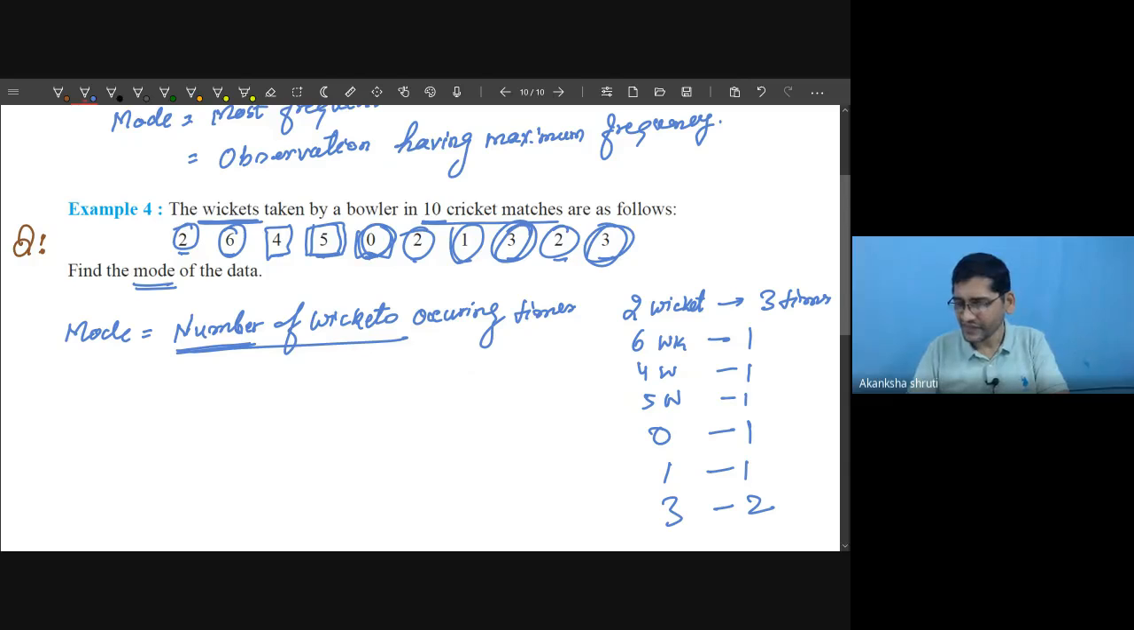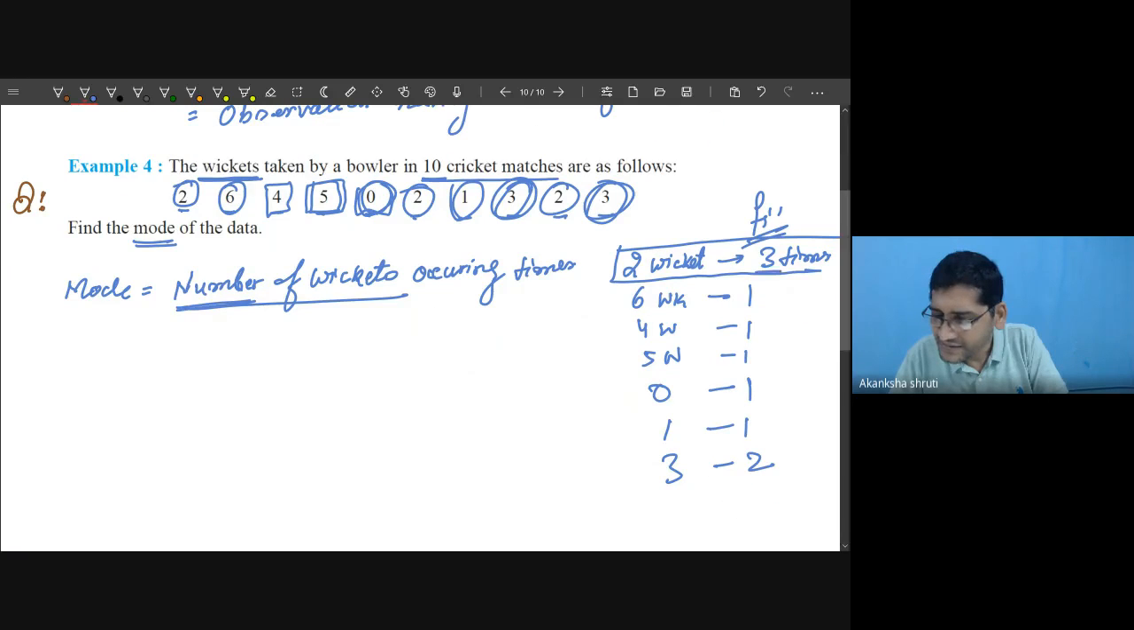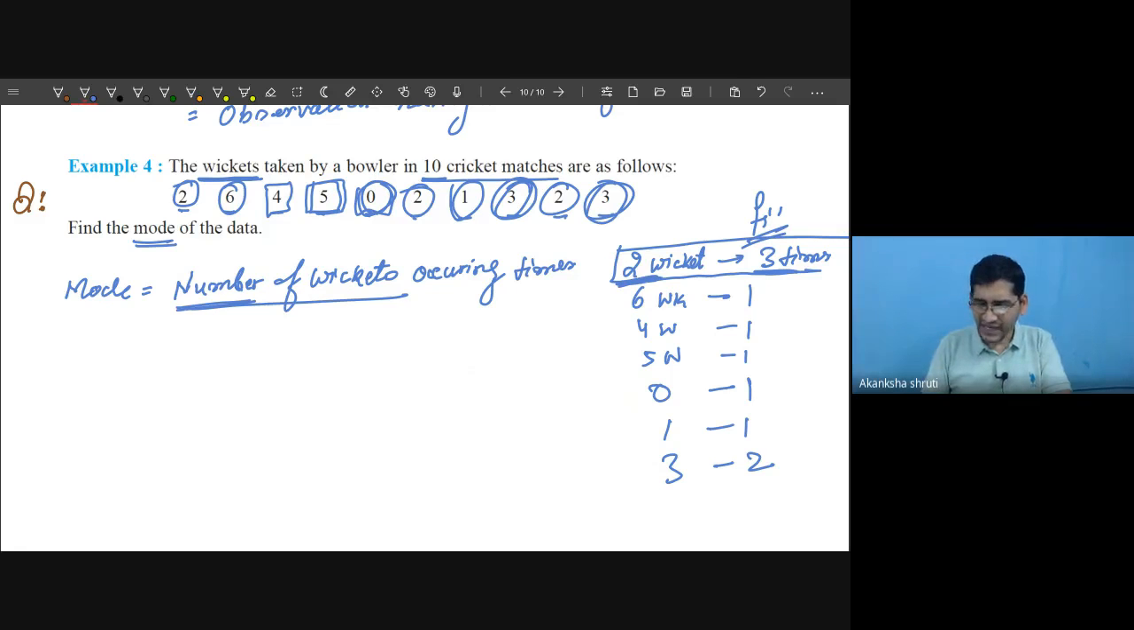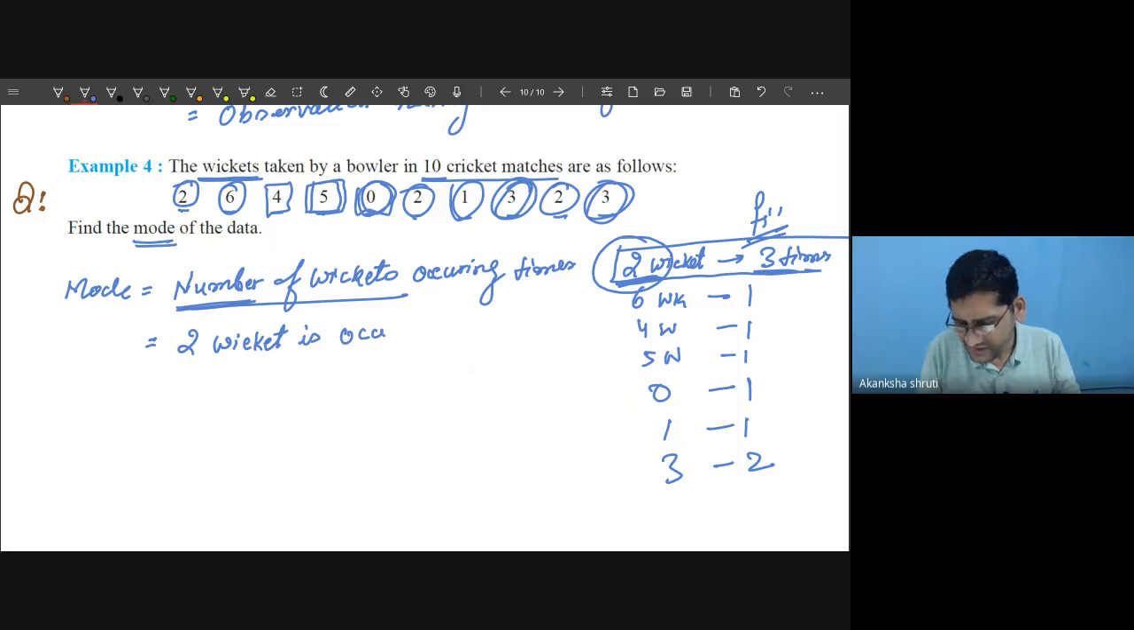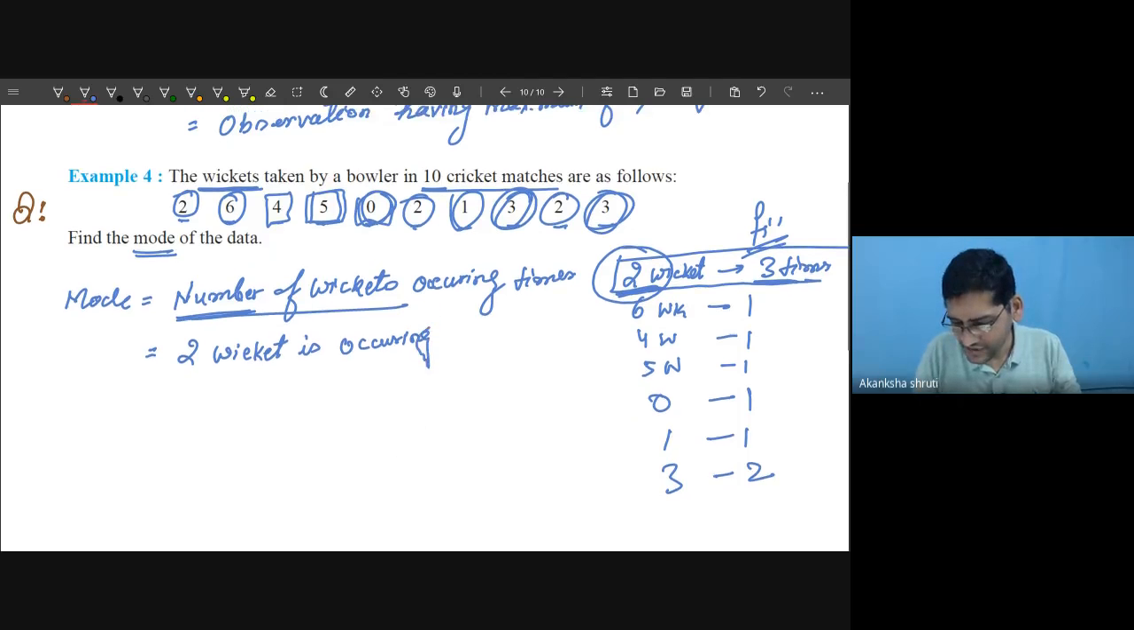Okay, students? In this case, these counts indicate the frequency. So which number of wickets is occurring the maximum times? It is 3 times. This 2 wicket is occurring 3 times. Therefore, this 2 will be the mode. So here 2 wicket is occurring maximum times.